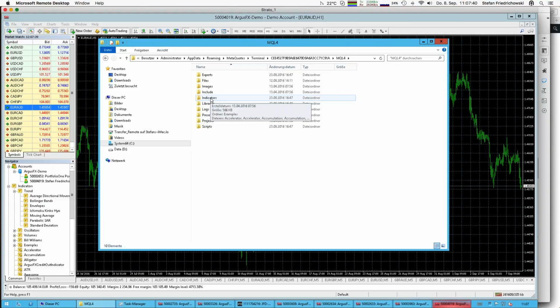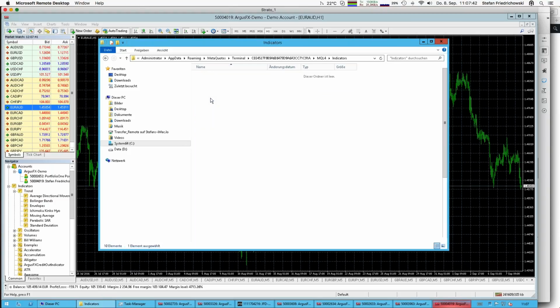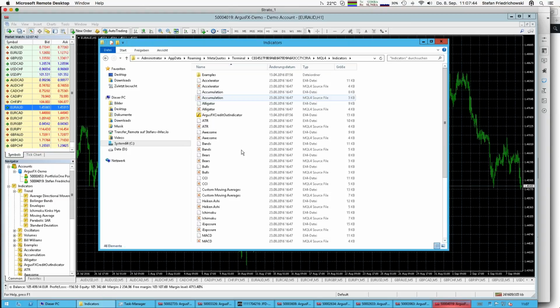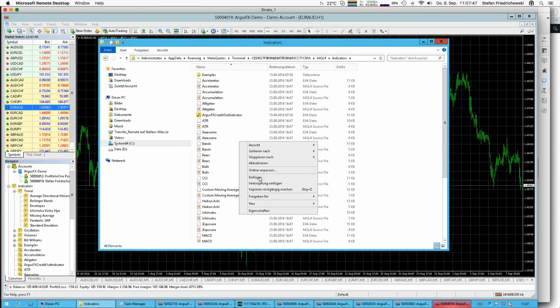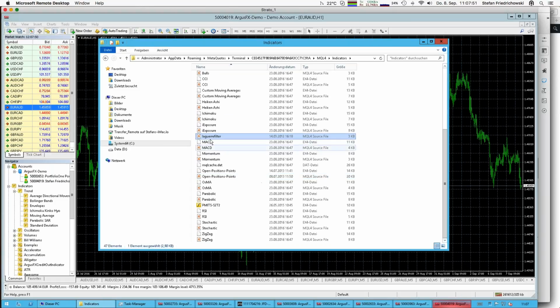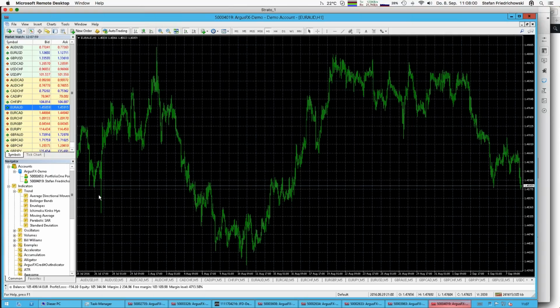And now I double click the indicators, and here I insert my file. So now we have this Laguerre filter within the indicator file list, and that's already all. But still you will see, oh, there's no indicator called Laguerre here within the navigator list. And now you have two possibilities.